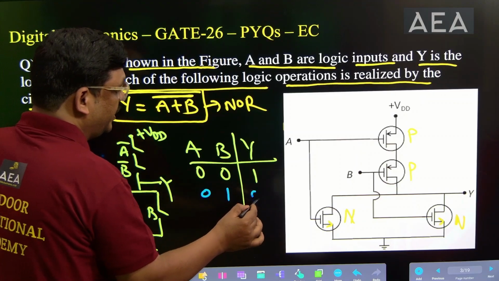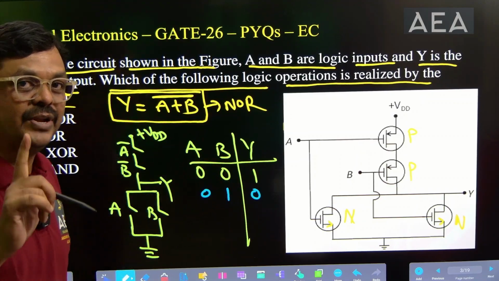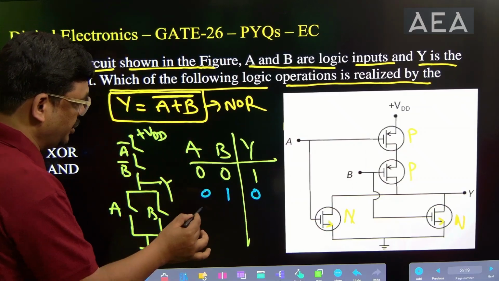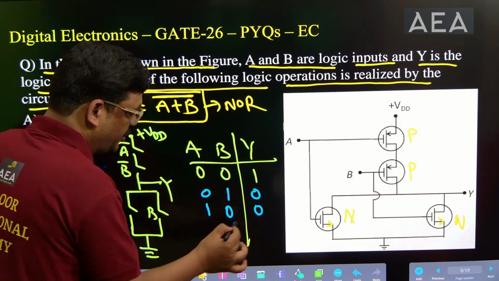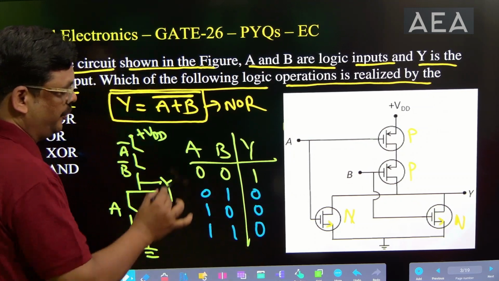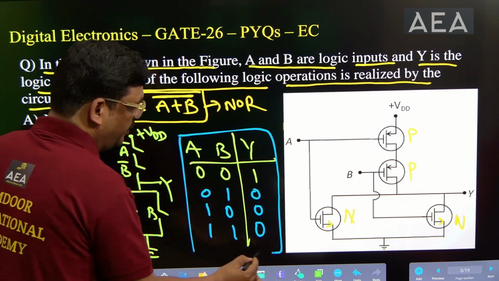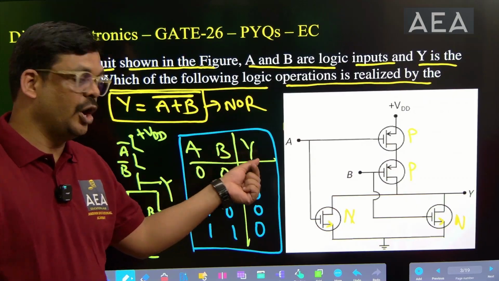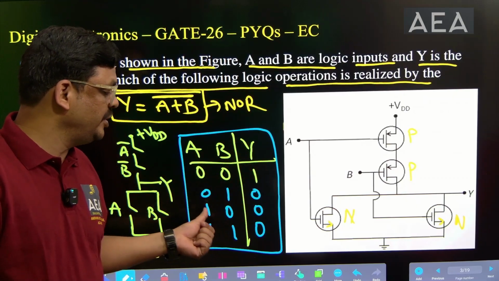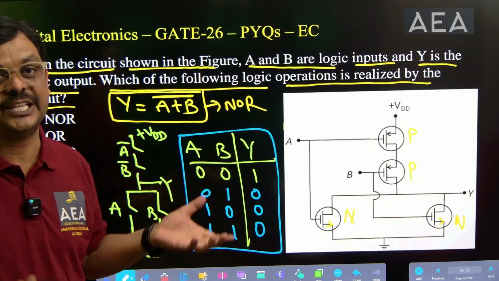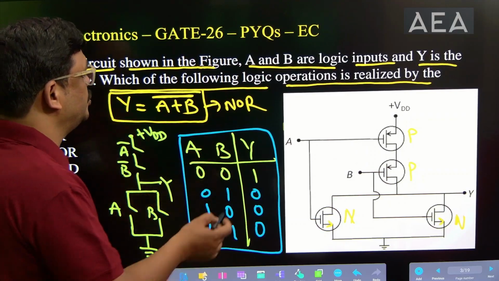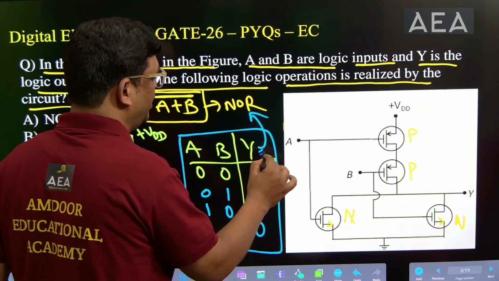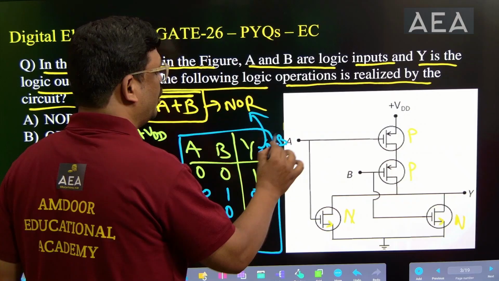So whenever any one of A and B is 1, any one input is 1, then the output is always 0. That's why I'm writing the 1 0 combination as 0, and 1 1 is also 0. Now coming to this truth table, it explains that if all inputs are 0, then the output is 1. If any one input is 1, then the output is 0. This is explained by the NOR operation, so that's why this acts as a NOR gate. So directly we can write the expression (A + B) whole bar.